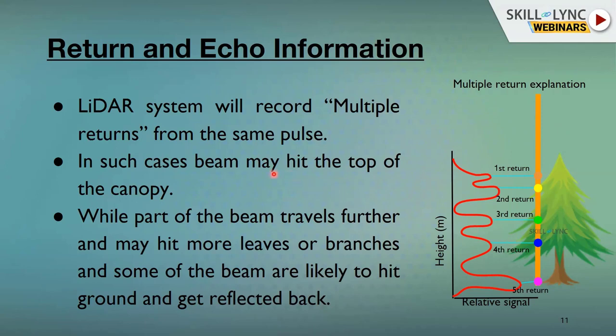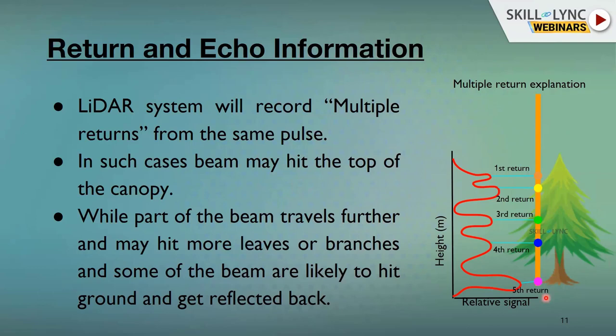In such cases a beam may hit the top of the canopy, while part of the beam travels further and may hit more leaves or branches, and some of the beam is likely to hit the ground and get reflected back. As I said, the laser pulse will go directly to the ground level, and if there is a very dense forest area, it will go for only two returns. If there are no dense areas, then it will go till the last return.